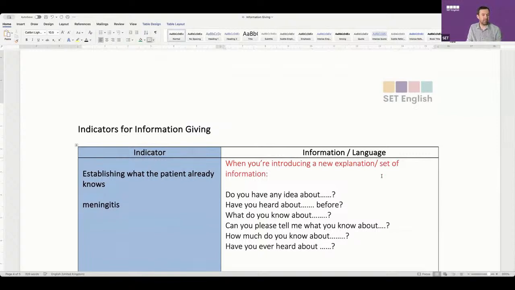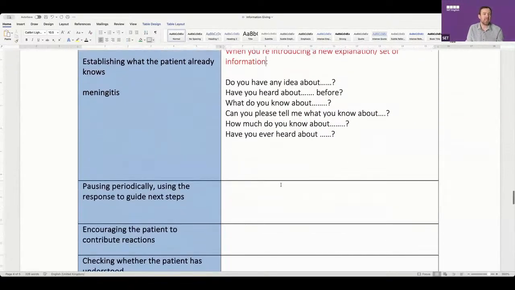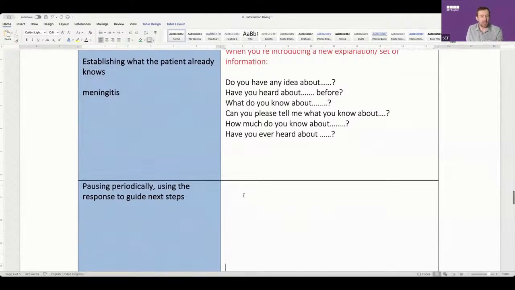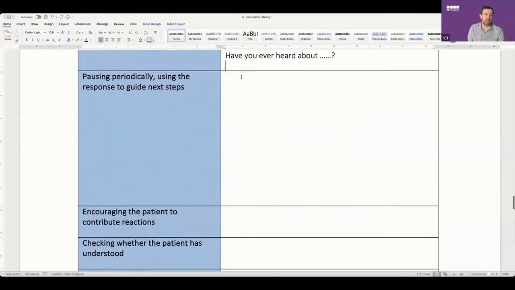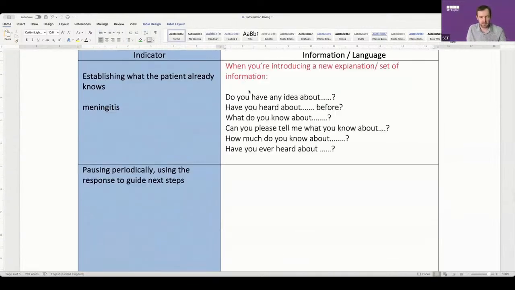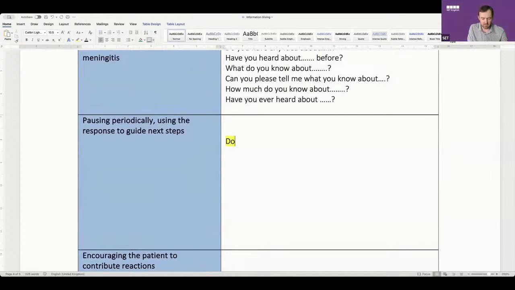These are good phrases. You don't want to waste your time. If somebody's had diabetes for 10 years, don't explain to them what insulin is. Okay, so I think that's easy. Pausing periodically is a good one. So don't rush in. Don't rush when you're explaining things. You can pause. You can wait.